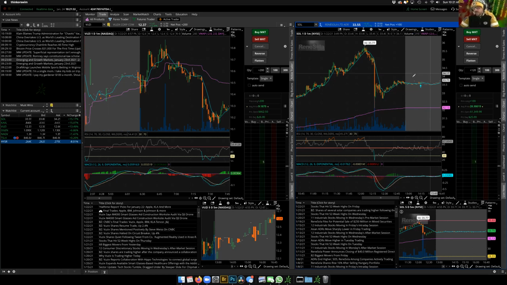Okay. So what I was saying about the morning doji star, this typically means that the stock is going to go up. I've been counting on that with both VUSI and SOL. My indicators, let's talk about the indicators. Real quick, the VWAP, that is either a support or resistance indicator.